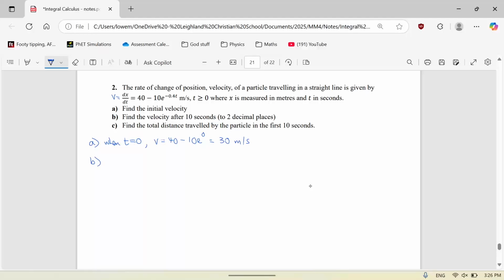B, find the velocity after 10 seconds. So when t equals 10, our velocity, or our rate of change of position with respect to time, is going to be 40 minus 10e to the negative 0.4 times 10, which is 40 minus 10e to the negative 4 as an exact value, and that corresponds to an approximate value to 2 decimal places of 39.82 metres per second.